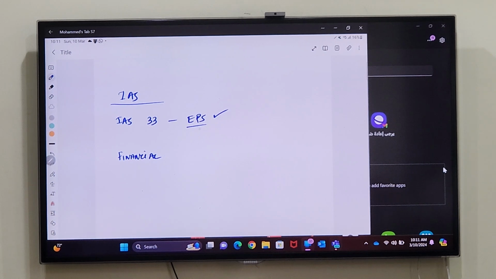This is earnings per share. After finishing earnings per share, we will touch base financial instruments. This is IAS 32, 39, IFRS 7 and 9.